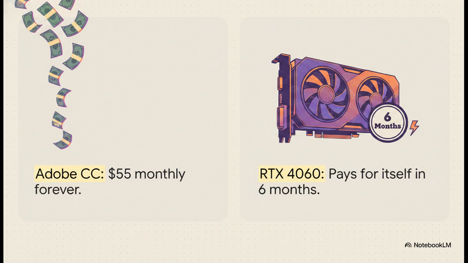So the crucial point is the math behind this decision. Let's break it down. An Adobe Creative Cloud subscription is going to run you $55 every single month, basically forever. On the flip side, purchasing a mid-range graphics card, say an RTX 4060 with 8 gigabytes of VRAM, does require an upfront investment. But, as the data shows here, that hardware literally pays for itself in just 6 months of canceled subscription fees. Let that sink in. After half a year, your only ongoing cost for unlimited professional-grade generative AI is your electricity bill.